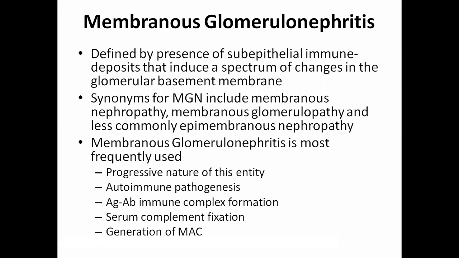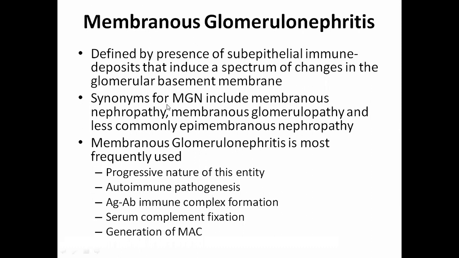What is there in the terminology membranous glomerulonephritis? Some people call it membranous glomerulopathy. It is defined by the presence of subepithelial immune deposits that induce a spectrum of changes in the glomerular basement membrane, or GBM. Whenever we say GBM, you need to be very clear that the GBM terminology is used whenever we comment on ultrastructure examination. In a kidney biopsy on routine light microscopy, we always say glomerular capillary loop, we never say GBM. So this definition is based on ultrastructure examination of a glomerulus.